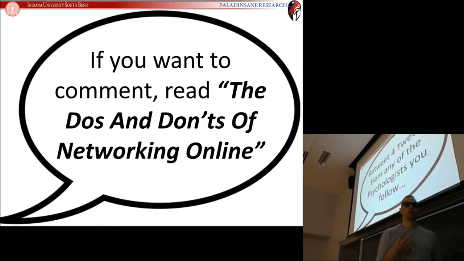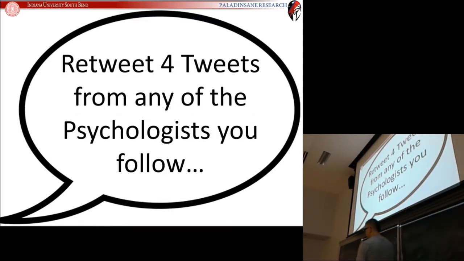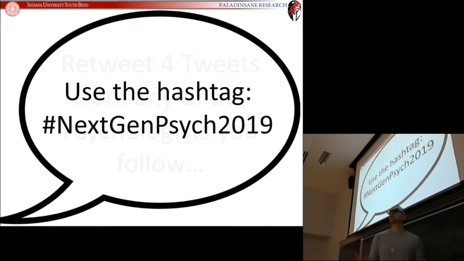So you want to retweet the tweet from any psychologist that you follow, and make sure, again, that it's about psychology information. So they're posting their latest research, they're posting a link to a talk that they gave, they're posting advice on what to do in a classroom. All that is fine. And this time we're going to use the hashtag NextGenPsych2019 for these particular four. So the last time it was FuturePsych2019, this time we're going NextGenPsych, just so that we can keep track of those different stages. So that's part one of the social media development for this week.